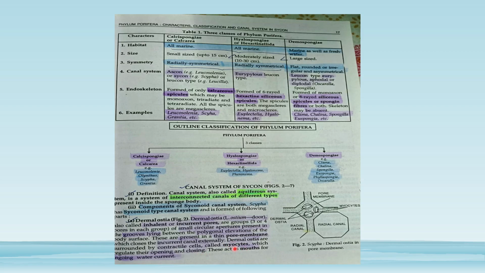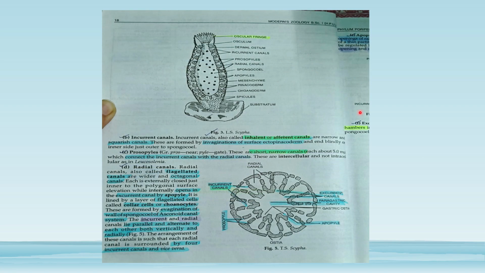Whenever the term myo comes, it means muscles. What is the work of muscles? Contraction and relaxation, which regulate their opening and closing. These act as the mouth for incoming water currents. See, this is the radial canal, this is myocytes, this is pore membrane, dermal ostia, and radial canal again. And this one is very important. This is the Scypha. Diagram of Scypha. As you can see, the oscular fringe is there. You can draw this. This is a very important diagram from the exam point of view.